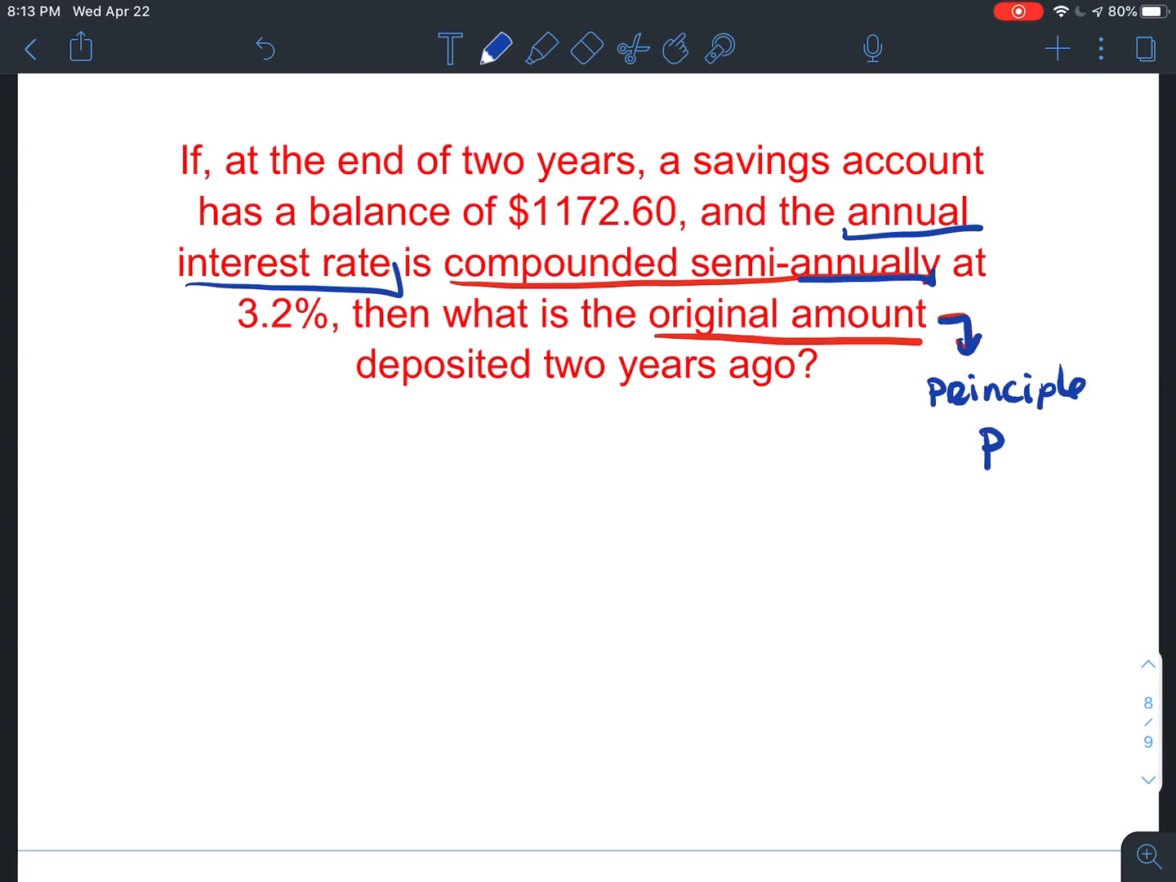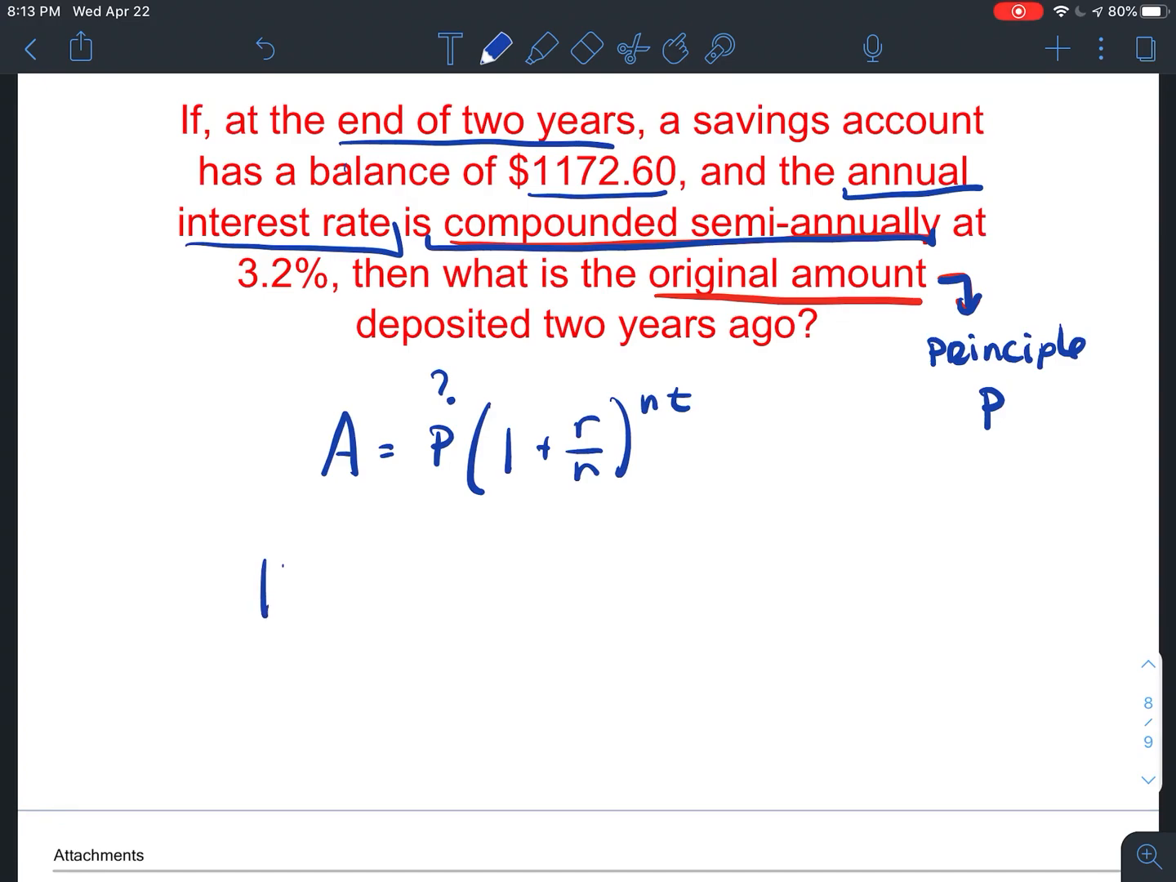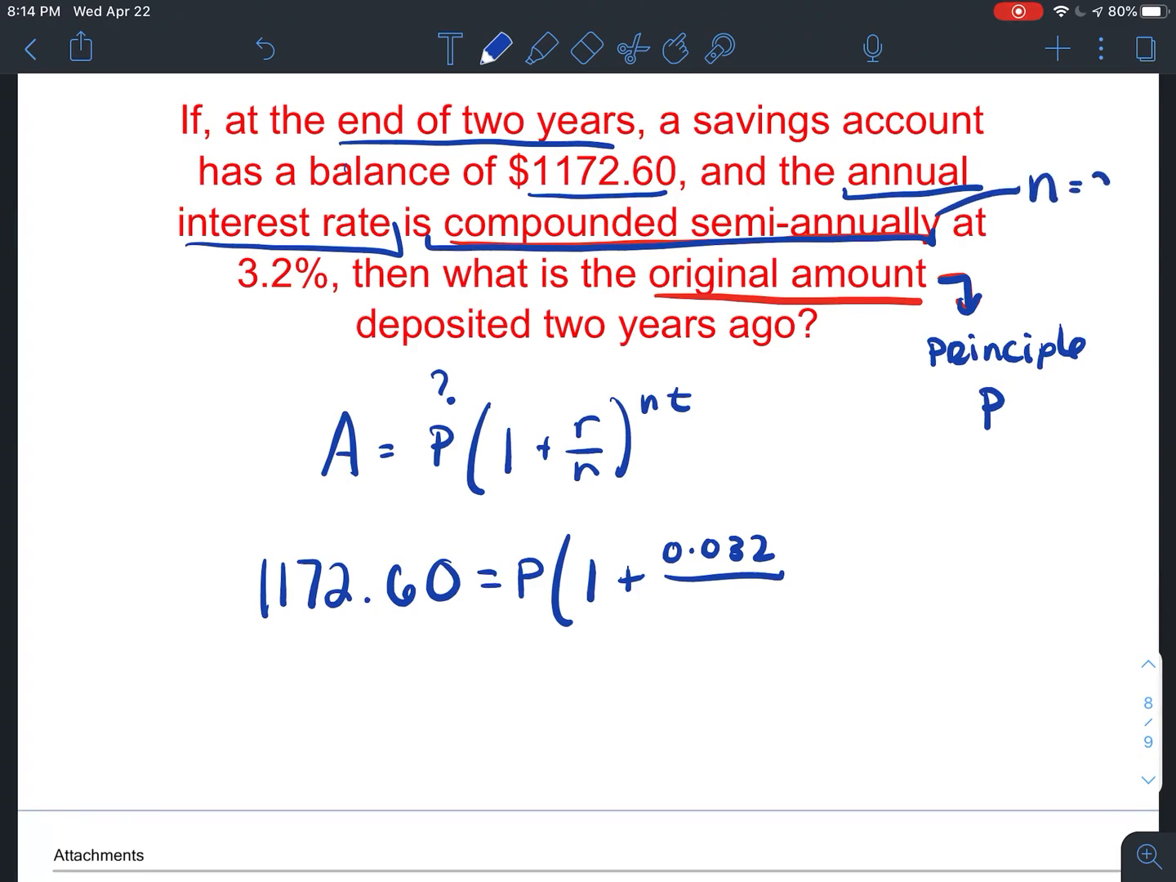Now we see that it's an annual interest rate compounded at a different time period. So that means we are using this formula. Now, we know we're going to be solving for P. So this value is what we had at the end of 2 years. So A is being replaced with that value. P we're trying to figure out. 1 plus my interest rate, which is 0.032. And now we're looking at semi-annually. That happens twice a year. Okay, so that means my n is going to be equal to 2. So we put in the 2 in the denominator, the n, a 2 in our exponent.